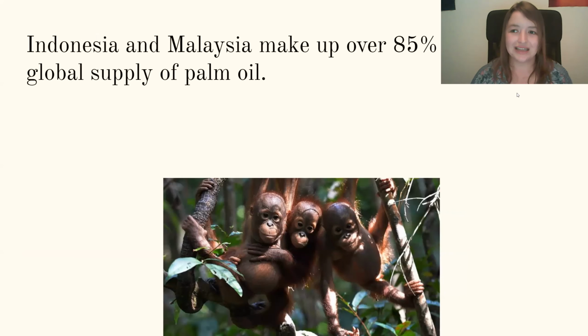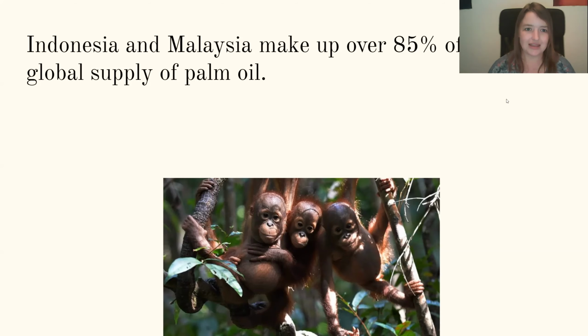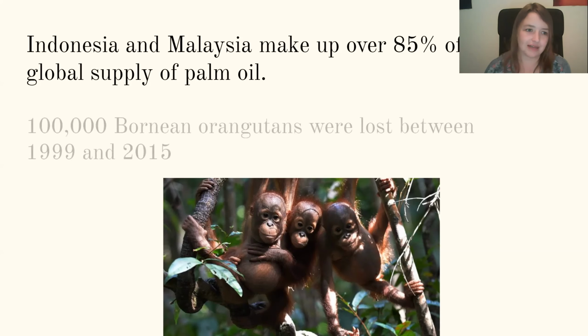So Indonesia and Malaysia make up over 85% of the global, that means world, supply of palm oil. So Indonesia and Malaysia, so we're talking about Southeast Asia here, 85% of the whole supply for the whole world of palm oil comes from there. That's a huge amount of palm oil grown in these countries. And no wonder that this is a threat to the orangutan.